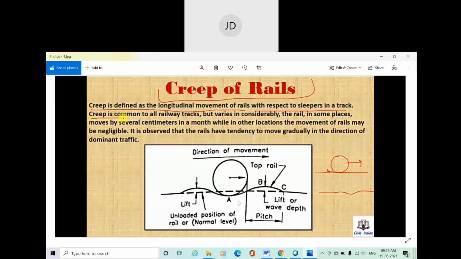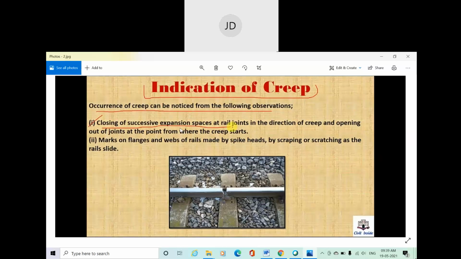I'll show you the wave theory. Before that, here you can see the occurrence of creep can be noticed from the following observations. How can you say creep is occurring in a particular railway track? Now, here you can see initially this is a joint of two rails. This is the trailing end of one rail. This is the leading end of another rail. Maybe there is a small expansion joint, but now we can see because of the creep, this particular rail moves in this direction, and the gap increases.